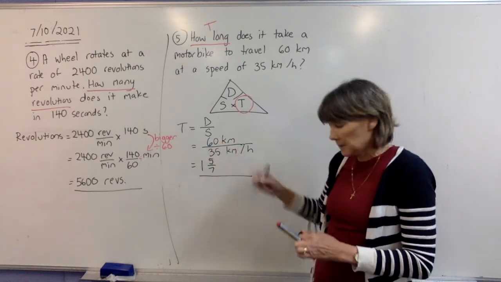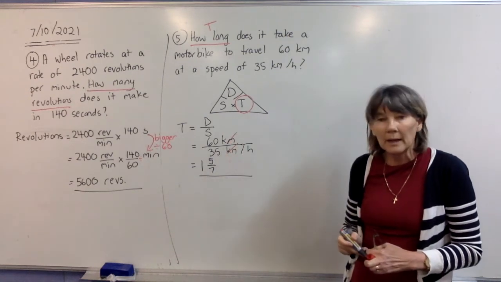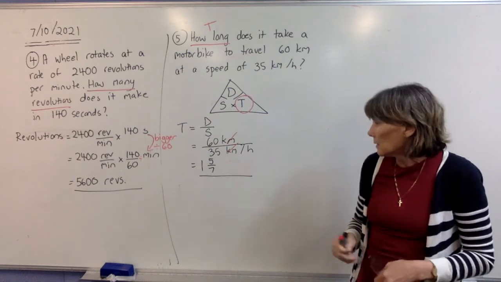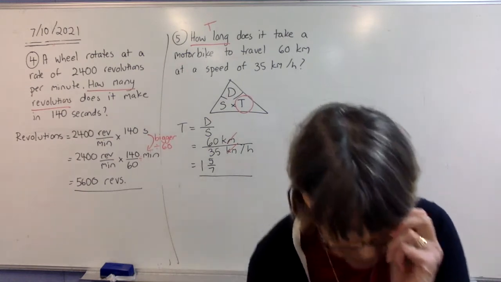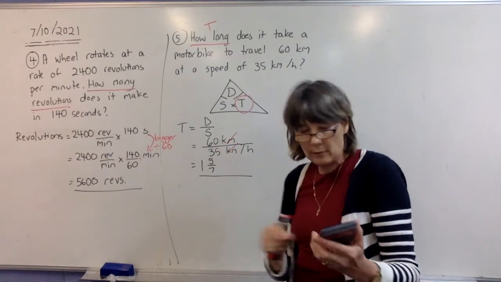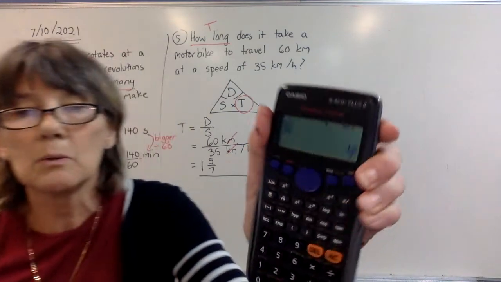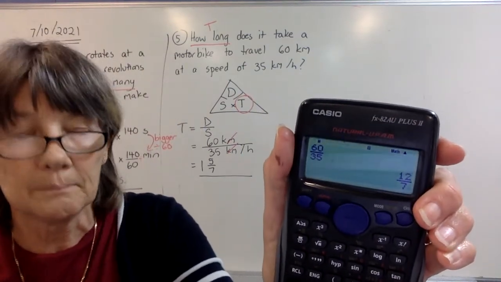So remember what happens here. We can cross off our kilometres because they're the same. And our answer will end up in hours. So what I've done here, I've gone to the calculator and I've pressed the fraction key. 60 over 35 is what I want to put in. And press equals. Now that's what I'm getting.